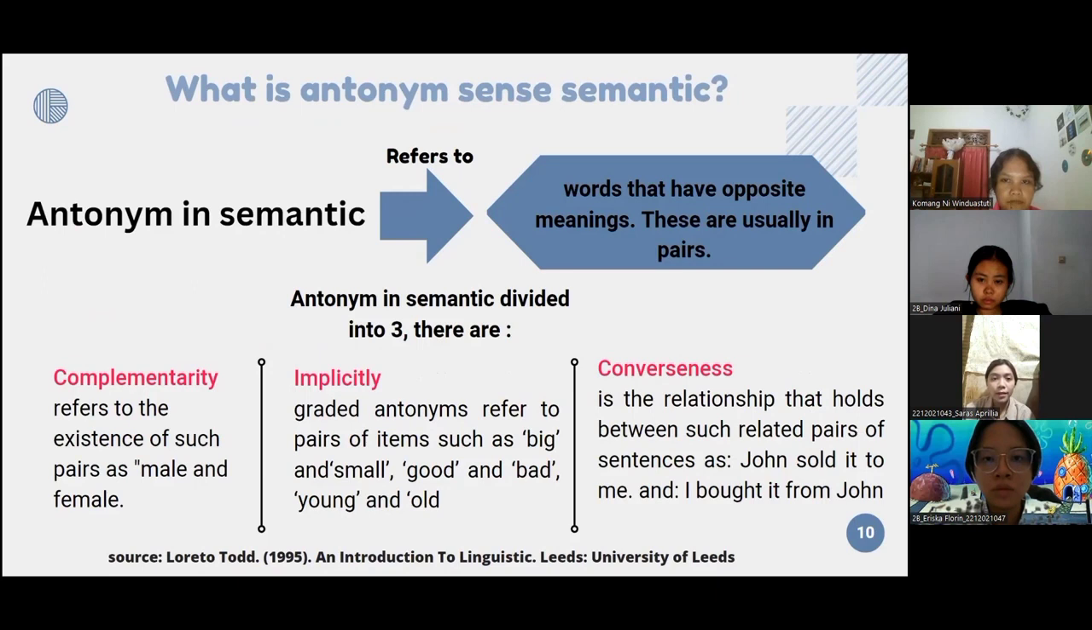okay, this is antonym. Antonym in semantics refers to words that have opposite meanings. They are usually in pairs. Antonyms define differences. They are implicitly gradable, complementary, and converse. Implicitly gradable antonyms refer to pairs of items such as big and small, good and bad, young and old.